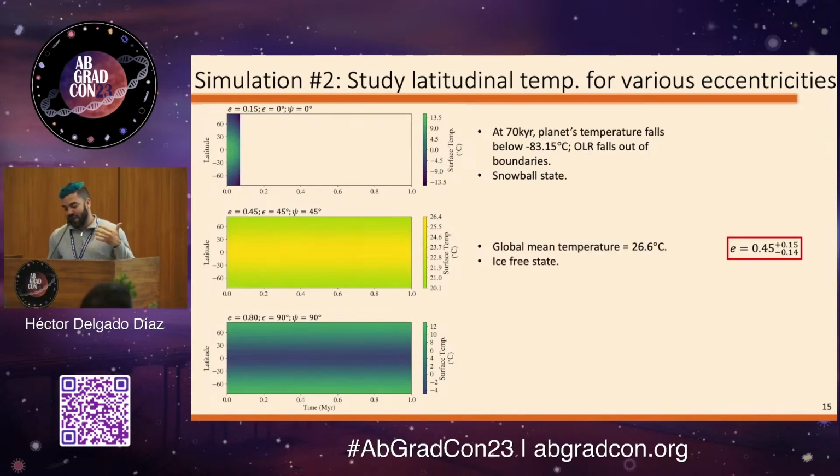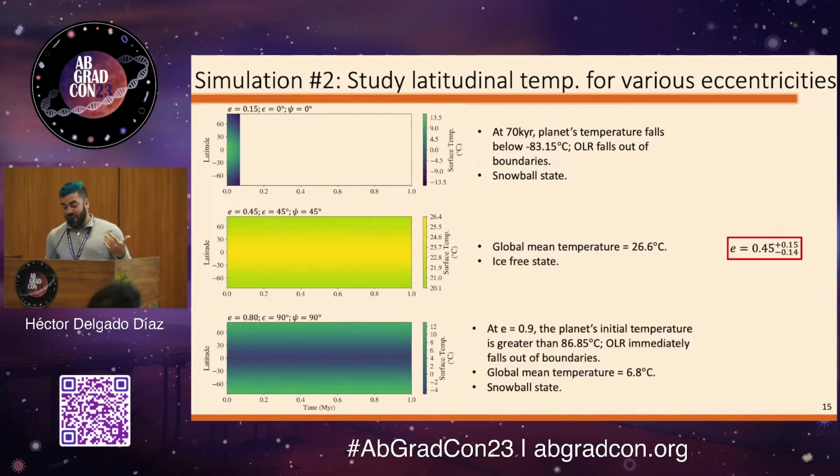The second one is we get a global mean surface temperature of 26 degrees. So it's really hot, meaning it's an ice-free state. And for the last one, we have a 0.9 eccentricity, but the planet gets too close to the star at the beginning. So it's so hot that it just falls out of boundaries from the other side.